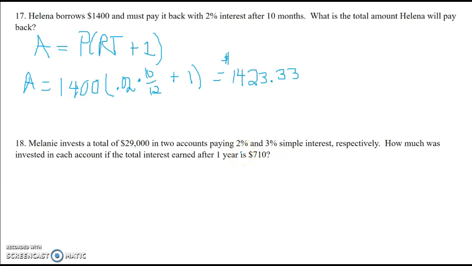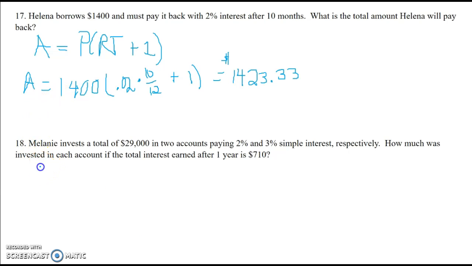Now, Melanie invests a total of $29,000 into 2 accounts. One paying 2% simple interest and the other paying 3% simple interest. So how much was invested in each account if the total interest earned after 1 year is $710?